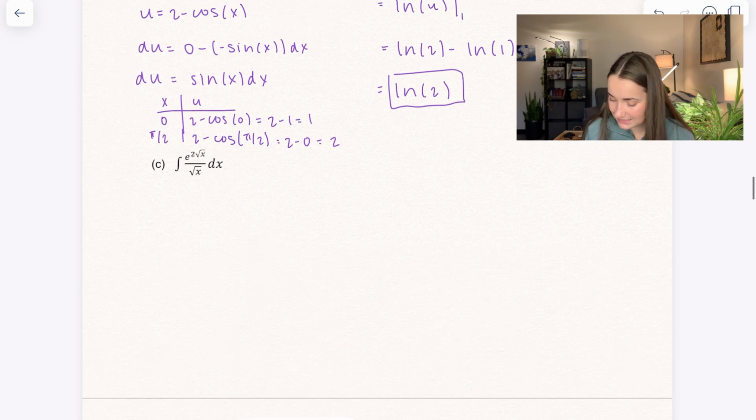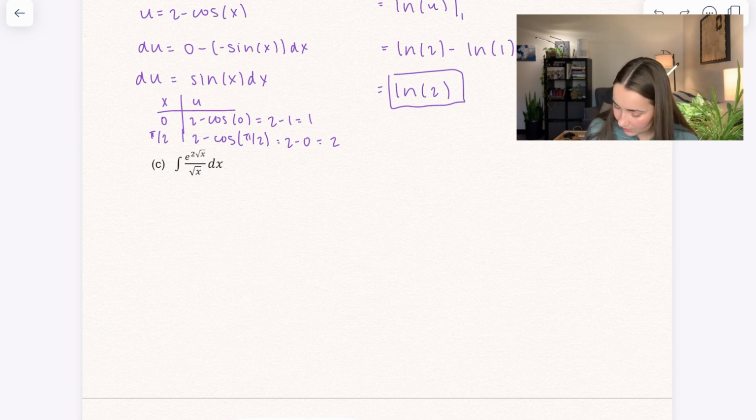We got one more, part C. We have the integral of e to the 2 root x divided by root x. So if you don't get your u substitution correct the first time, that is totally fine. You can try a couple different times. In this case, I know the derivative of the square root of x is 1 over 2 square root of x. And I already noticed I have a root x in the denominator.